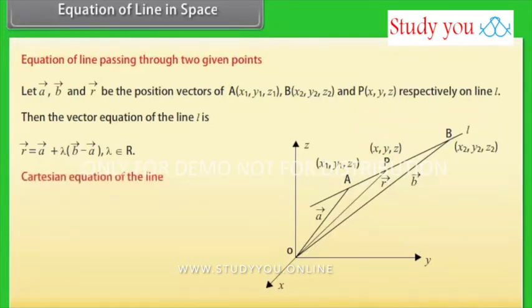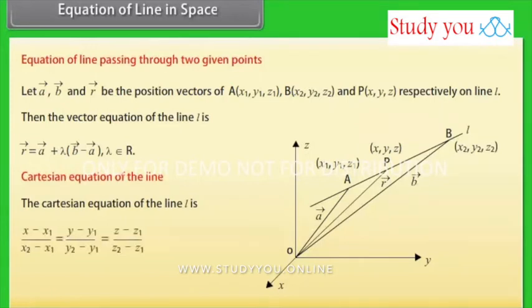Cartesian equation of the line. The Cartesian equation of the line is (x minus x1)/(x2 minus x1) equals (y minus y1)/(y2 minus y1) equals (z minus z1)/(z2 minus z1).